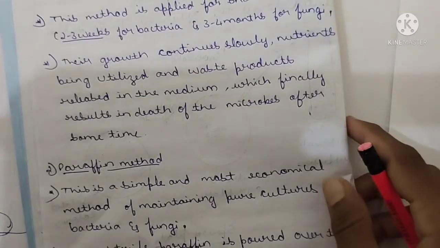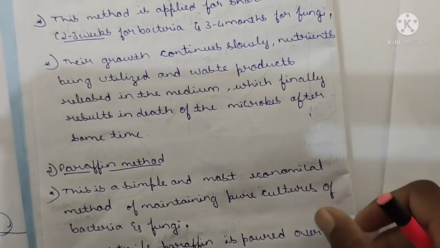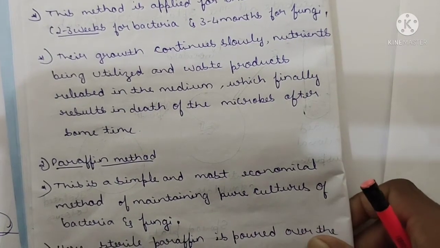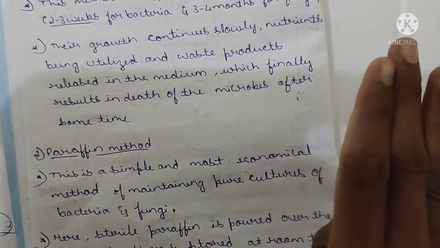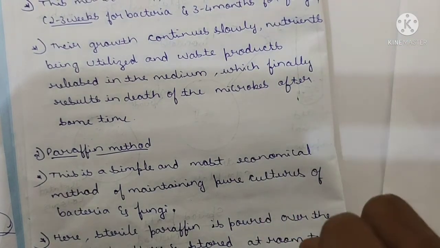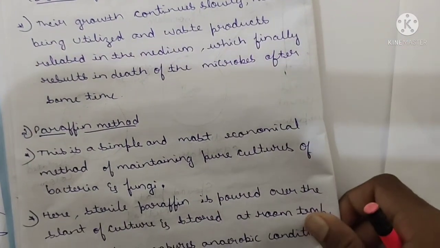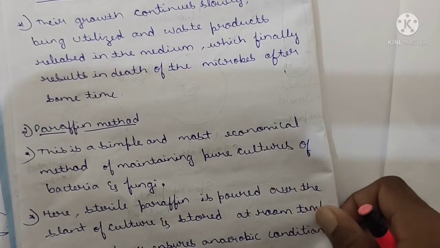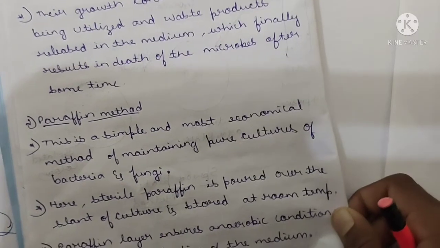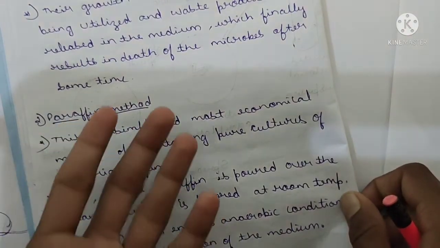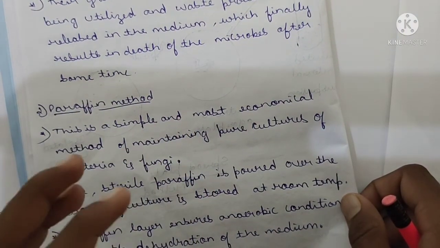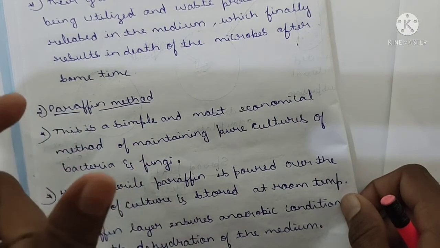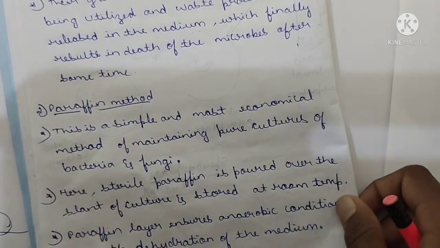The second one is the paraffin method. This is the simple and most economical method of maintaining pure culture of bacteria and fungi. It is a very common method to preserve bacteria and fungi. Here, sterile paraffin is poured over the slant of the culture and stored at room temperature. Some of the Petri plates contain the culture, okay, culture means pure culture. To those Petri plates we have to pour the paraffin.